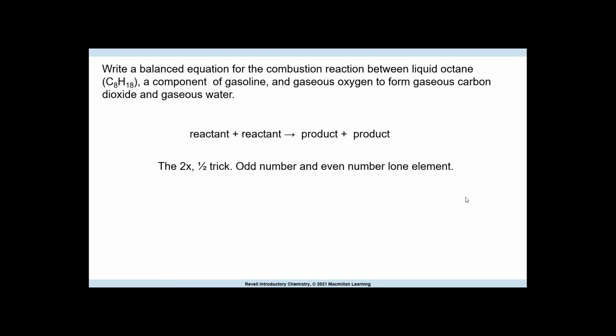I'm going to show you guys how to do this, and I break this down step by step. Write a balanced equation for the combustion reaction between liquid octane, a component of gasoline, and gaseous oxygen to form gaseous carbon dioxide and gaseous water. Those are explaining the physical states. So you're not here yet, but when you will have to pull this out, this is a liquid, this is gaseous, so it means gas, this means gas, this means gas.